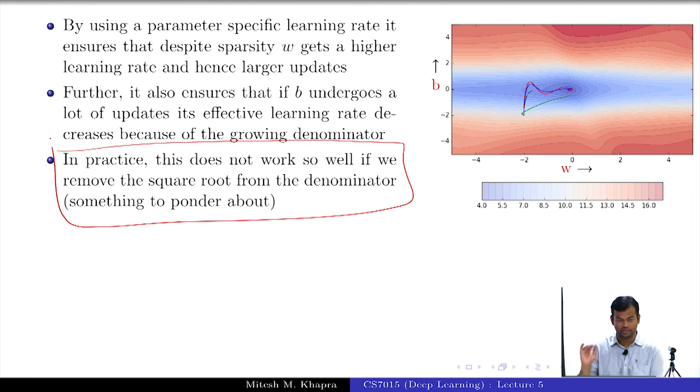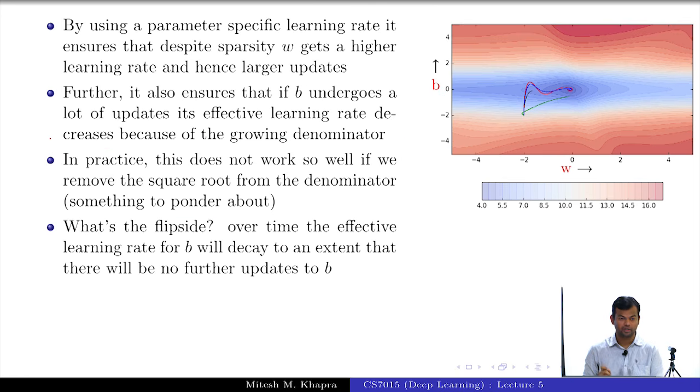So right now what I'm trying to say is that it did the right thing. It started making updates for W also and started making larger updates. Hence we see this simultaneous movement in both W and B direction. But the flip side is, over a period of time, the effective learning rate for B will decrease so much that we will no longer be able to move in the vertical direction, right? And if you're not able to move in the vertical direction, you will not reach the minima in this particular example. Not always, but in this particular example, you need to move further in the direction of B, but your learning rate is not allowing you to do that, right? So that is what is happening.